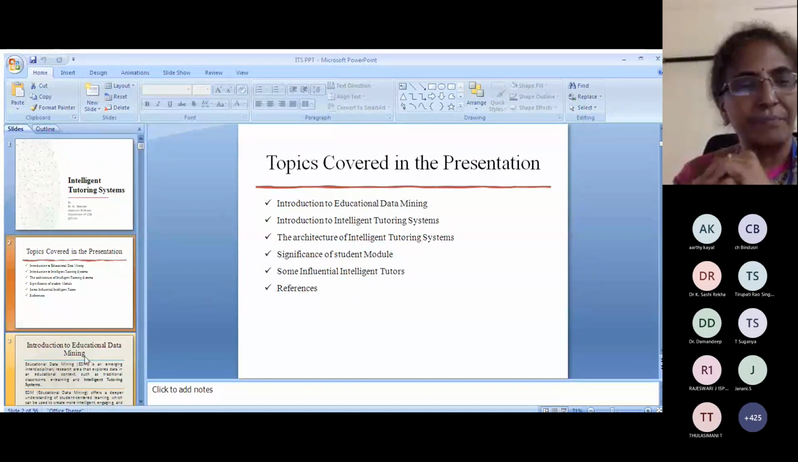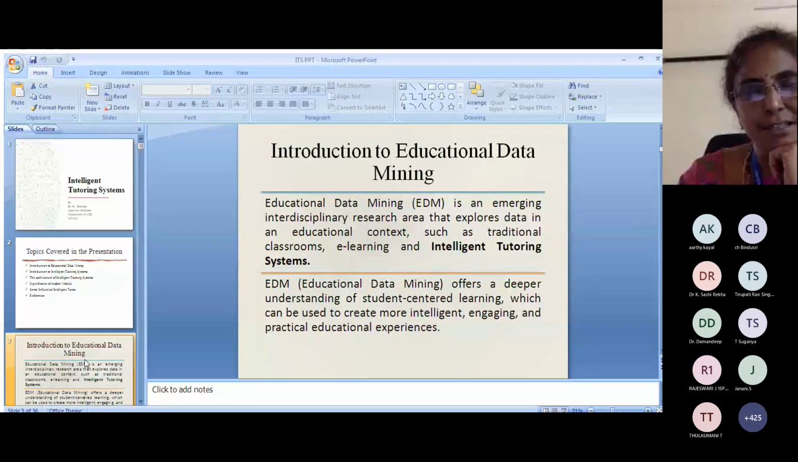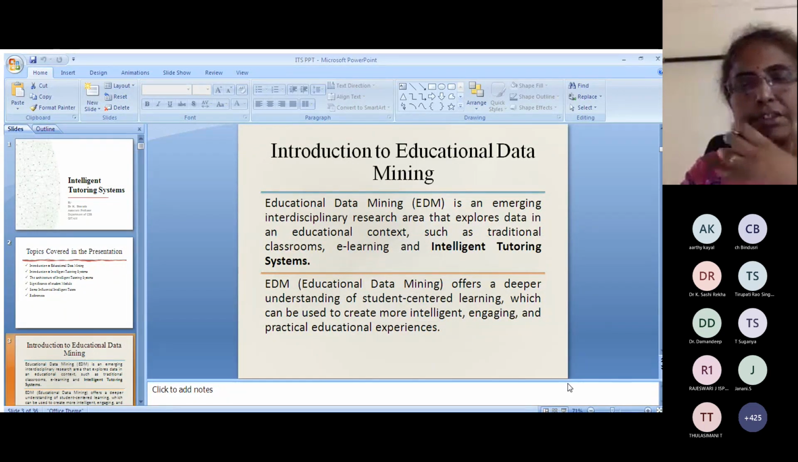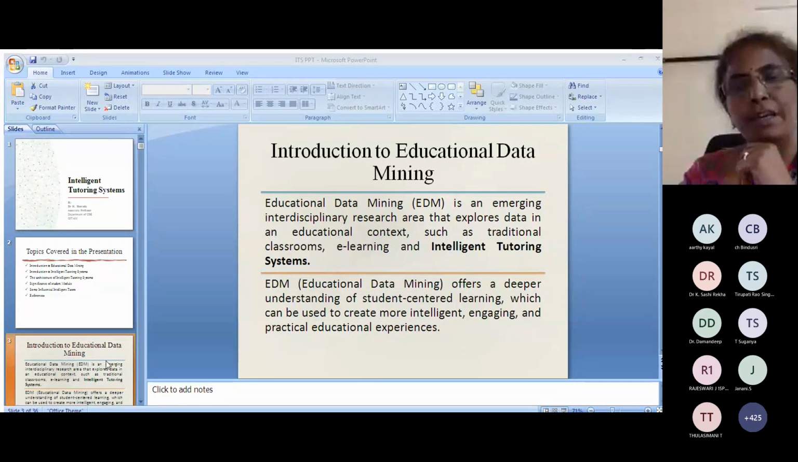So can you please go to the next slide, sir? Basically, educational data mining is an interdisciplinary research area in which we explore the data that is generated in an educational setting. The educational setting could be traditional classrooms, an e-learning platform, or an intelligent tutoring system. Whatever the educational platform, the data generated in these platforms is analyzed in educational data mining. The purpose is to make learning student centric, which will enable the student to have a better learning experience. That is the whole purpose of mining the educational data, extracting knowledge from it.